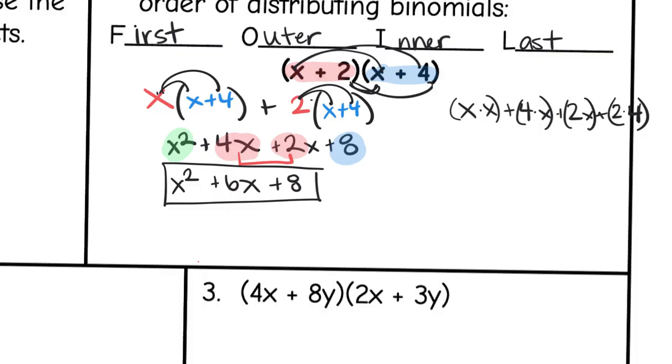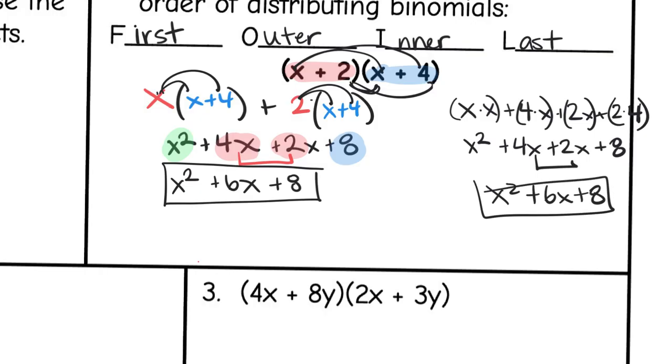second binomial. So when I multiply that, I'll get x times x, x squared. 4 times x is 4x. 2 times x is 2x. And 2 times 4 is 8. I will still get those like terms right there. So I get the same answer.